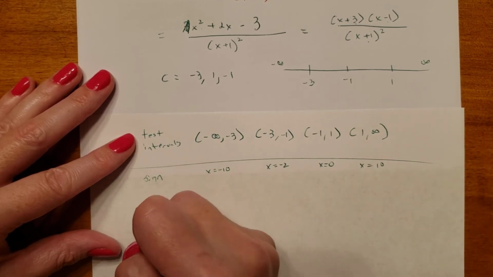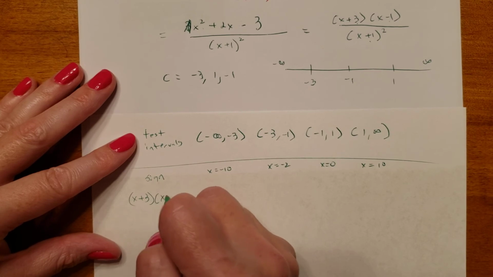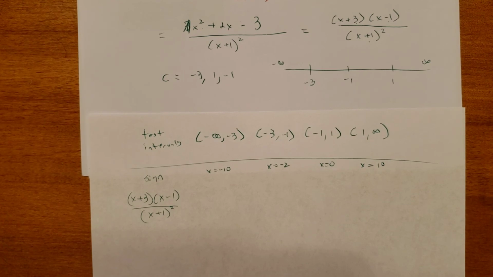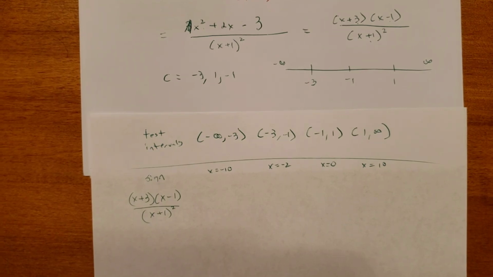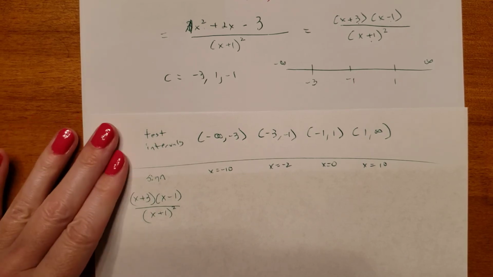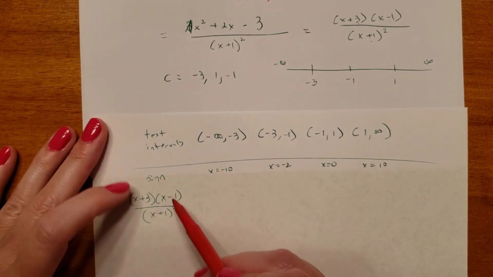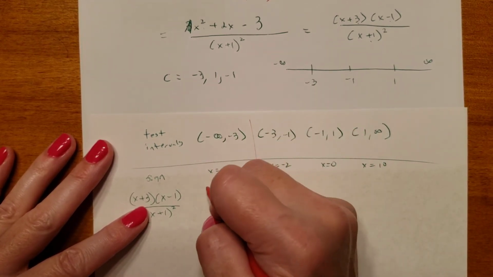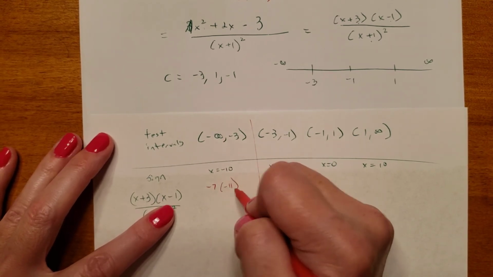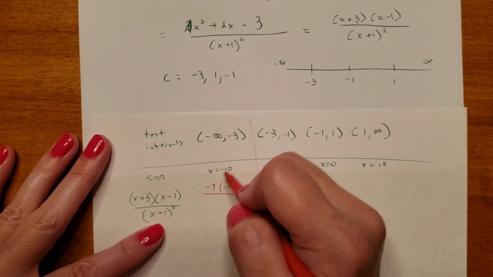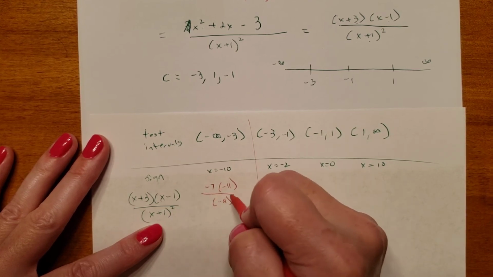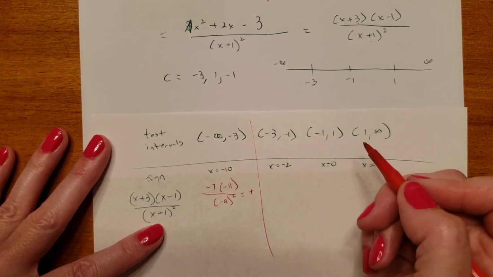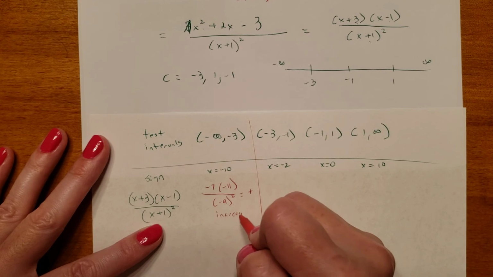And again, the derivative of it here was x plus 3 times x minus 1 over x plus 1 squared. Obviously, the denominator is always going to be positive. So all we really need to worry about are the signs on the top because it's squared. So if I put a negative 10 in, I would get negative 7 times a negative 11, and then over a positive number, negative 10 plus 1, negative 9 squared. So on the top, it's positive, and on the bottom, it's positive. So the whole thing's positive or increasing in this interval.